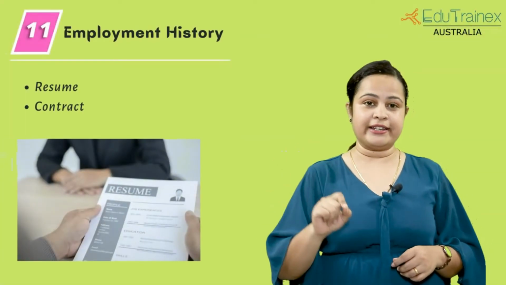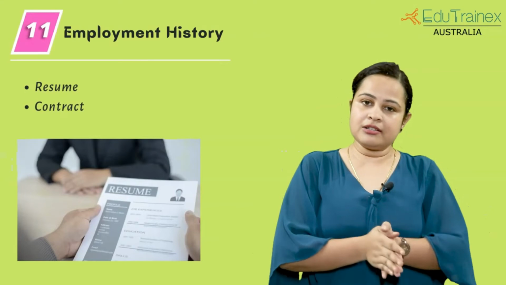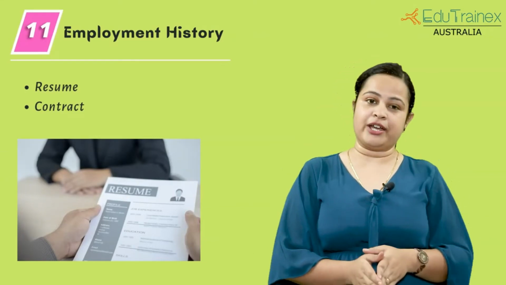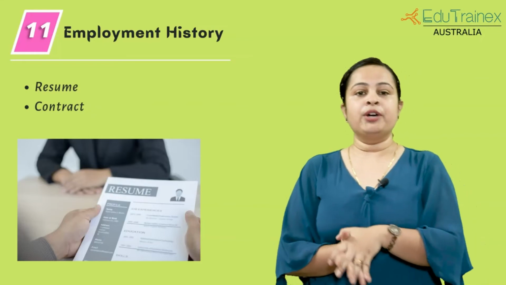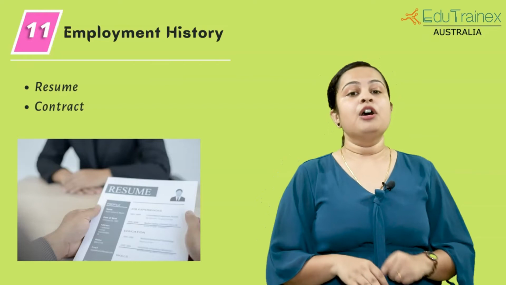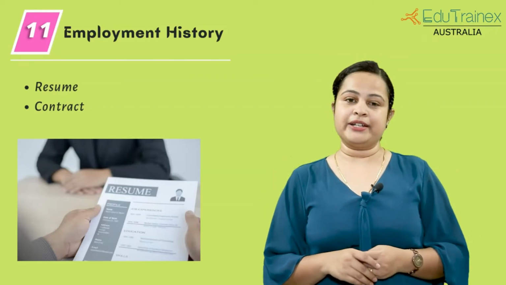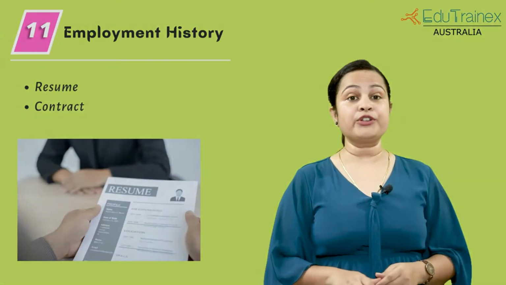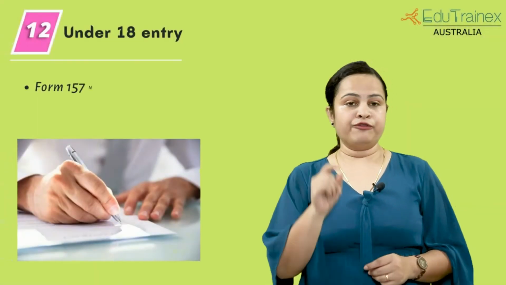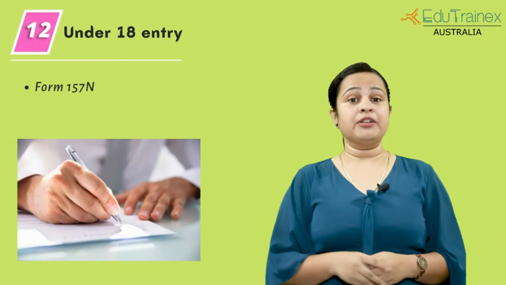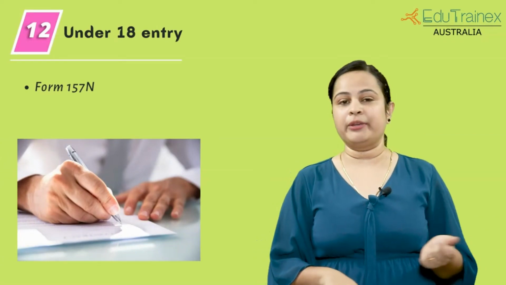If you are employed, you may also send your updated resume and a copy of a recent contract if you have one. A copy of your transcripts should be submitted if you have been studying till now. Foreign or defense-sponsored students or secondary exchange students are not subjected to this requirement. For students under the age of 18, Form 157N is required, and to bring a guardian with them to Australia, they must fill out a nomination form.